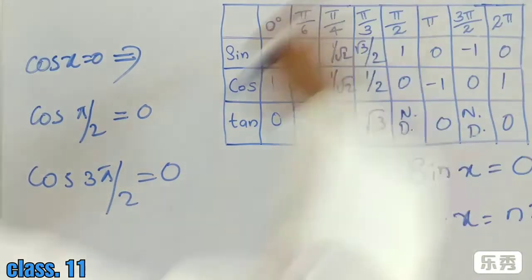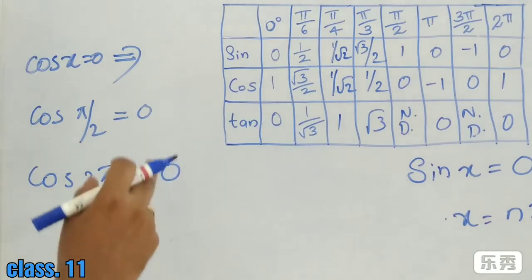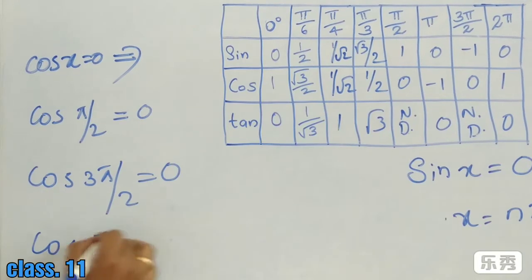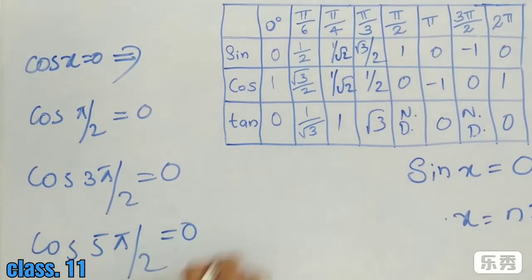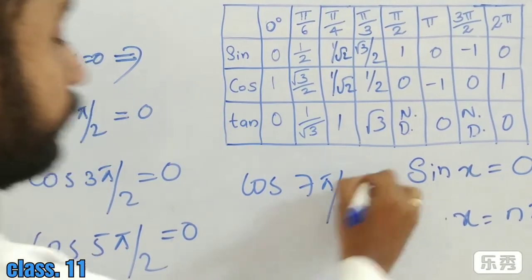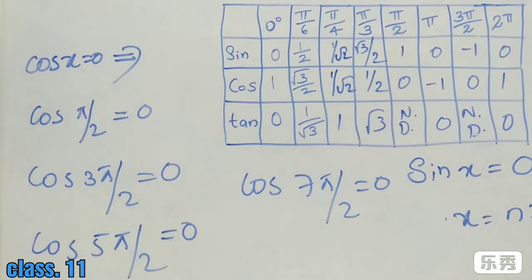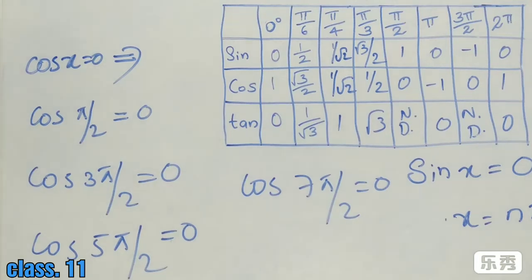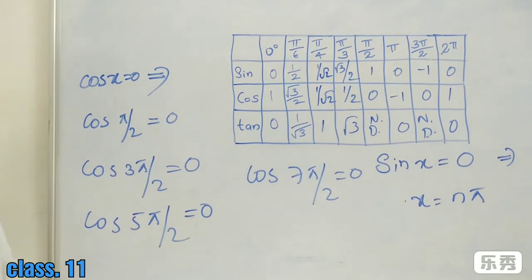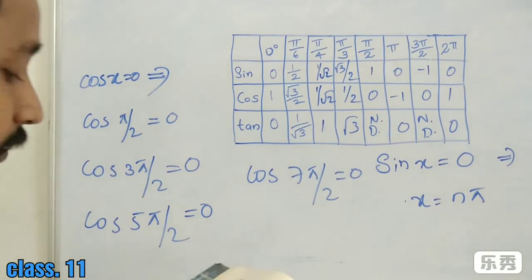Then again rotating, after one complete rotation, 0 comes again. Cos 5 pi by 2 is also 0. Cos 7 pi by 2 is also 0. So cos x is equal to 0, which means cos pi by 2 is 0, cos 3 pi by 2 is 0, cos 5 pi by 2 is 0, cos 7 pi by 2 is 0.